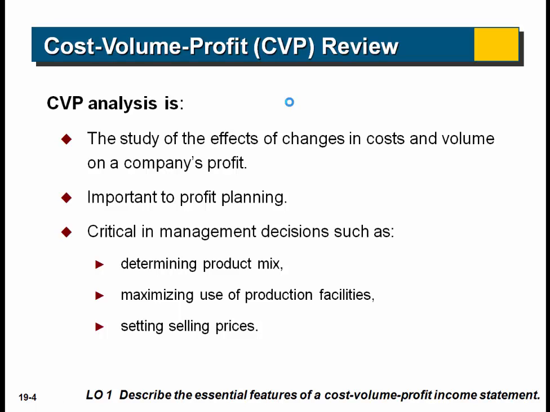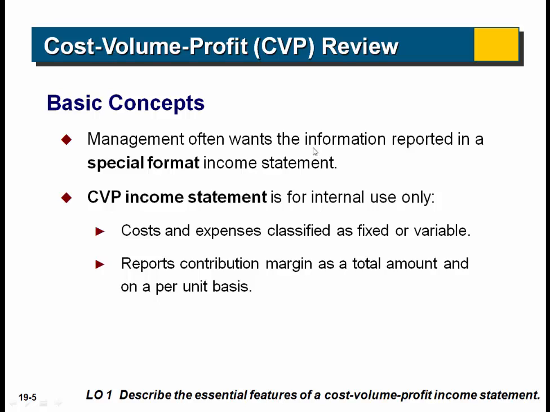CVP analysis is the study of the effects of changes in cost and volume on companies' profits. In other words, what happens when sales volume goes up or down? It's very important to profit planning, and you can use it to determine production mix, also looking at what you're going to do with production facilities, and to establish selling prices. These are huge things for a business to determine if they're going to make money or not.